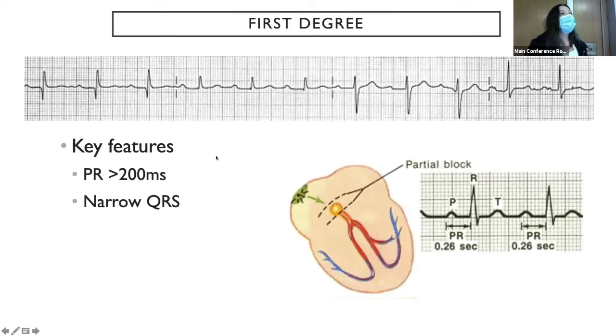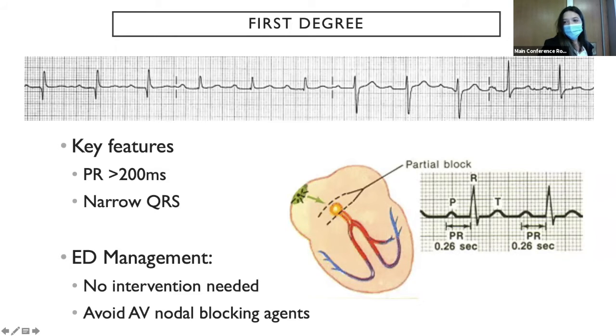So the key features of a first degree AV block is you're going to have a PR interval greater than 200 milliseconds. That's the box on the EKG. And you typically have a narrow QRS complex. So basically what a first degree block is, there's just a prolonged conduction delay at the AV node.